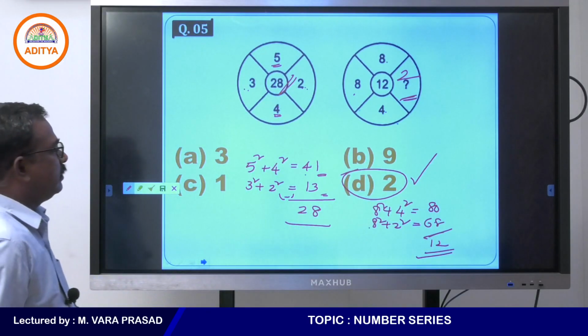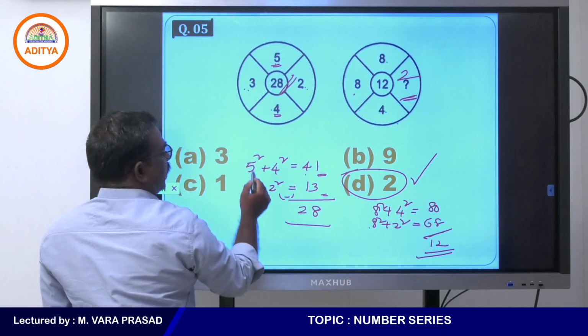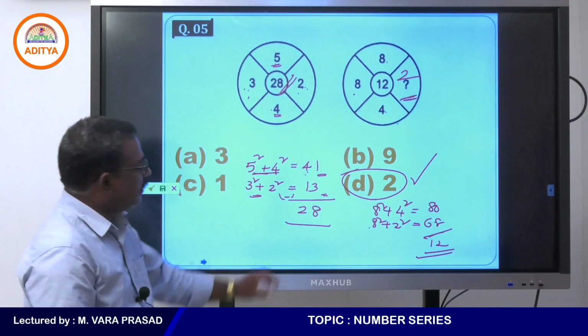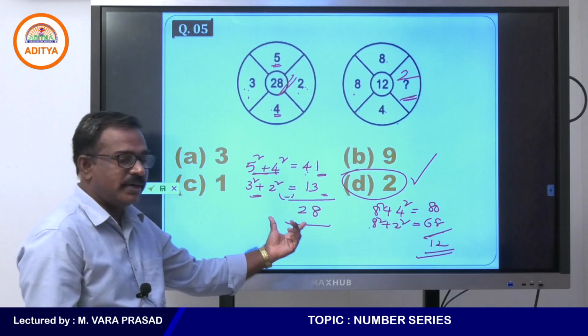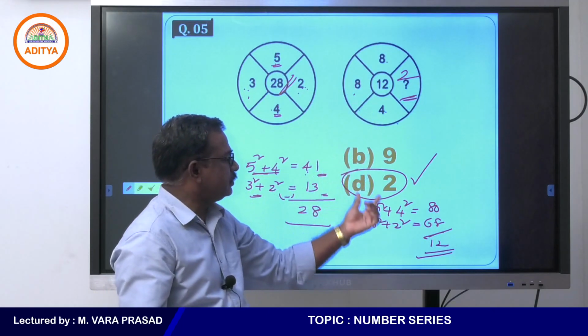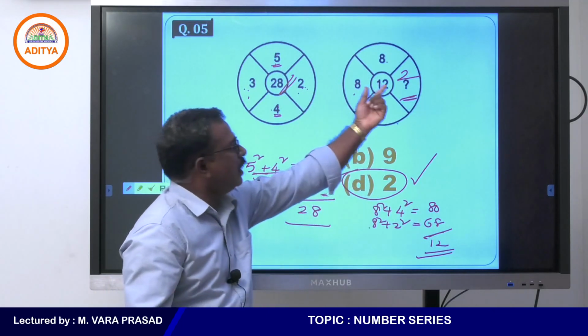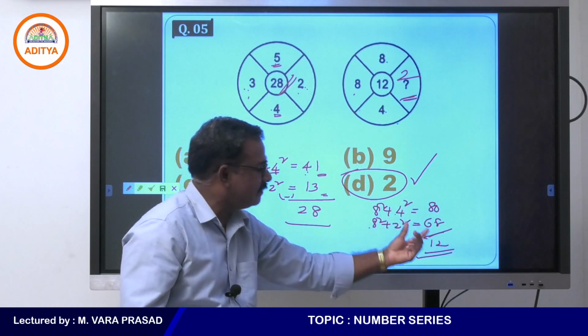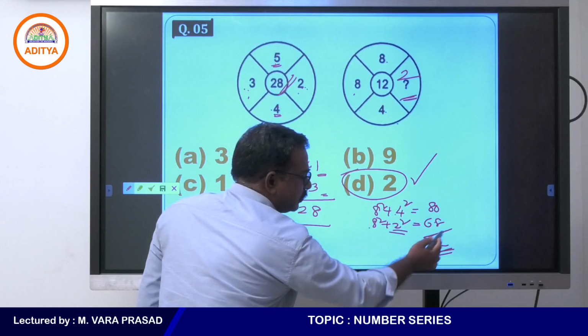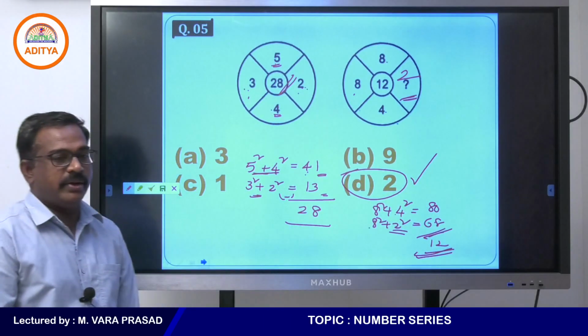This way you can answer: the opposite values they squared and added. Now the difference of these two sums is taken as 28. The same process you can follow here, opposite values squared and added, and the difference is given as 12. So here if you take 2, the difference you are getting is 12. Right? This way you can answer this question.